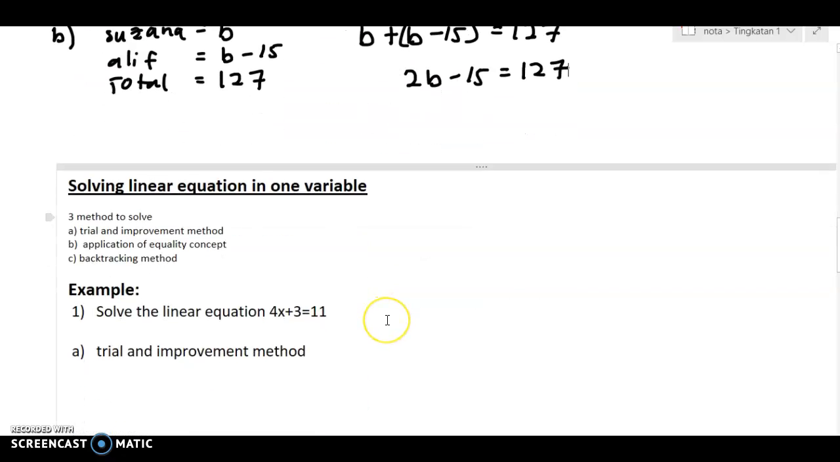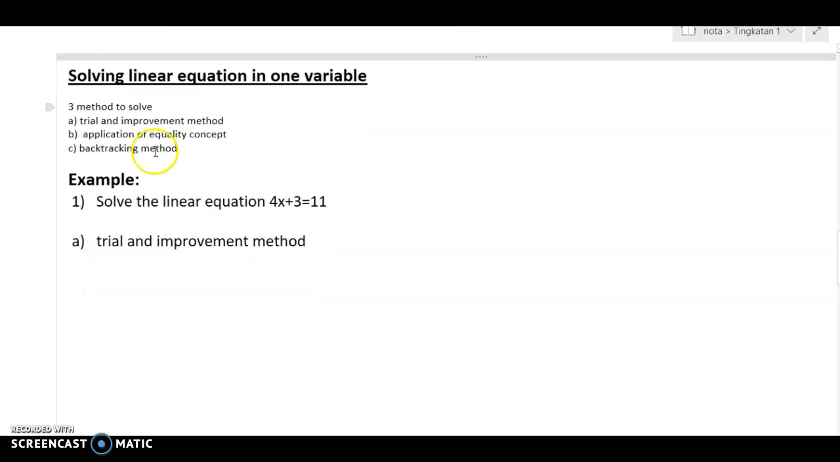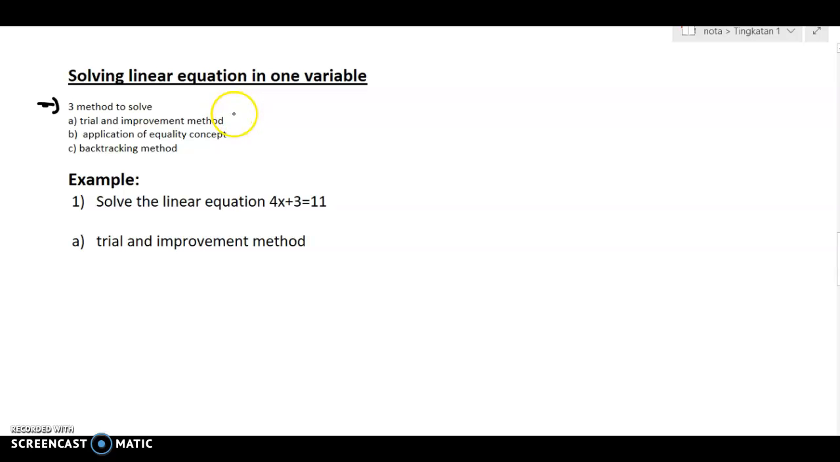Now we move on to another one, solving linear equations in one variable. This one you must know. You must know how to solve a linear equation in one variable. The first thing you have to know is there are 3 methods to solve. The first we call the trial and improvement method. The second we call application of equality concept. The third is the backtracking method. For these three methods, it's up to you which one you want to use. But if the question asks you to use a specific method, you have to follow the question. Don't simply solve the problem based on your instinct without following the instruction given in the question.